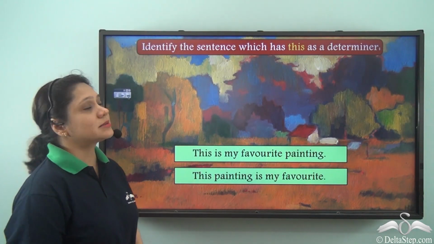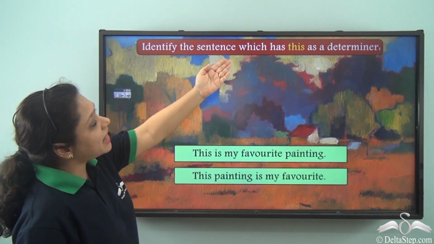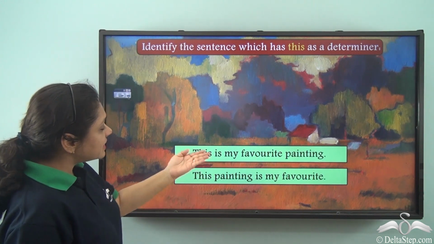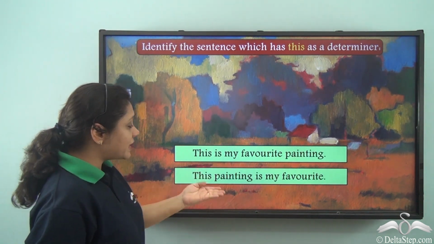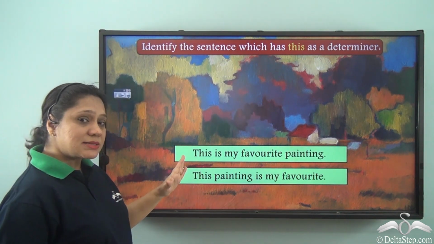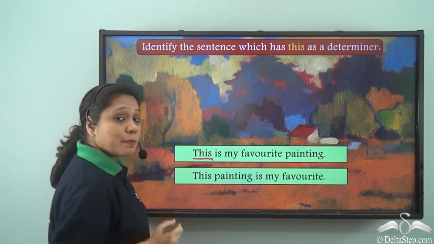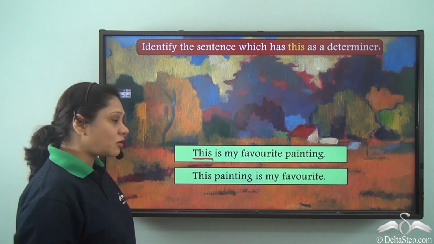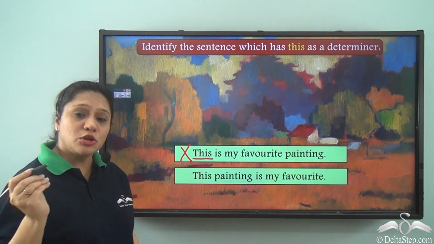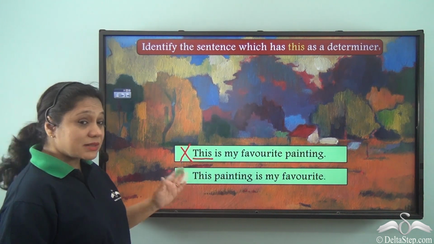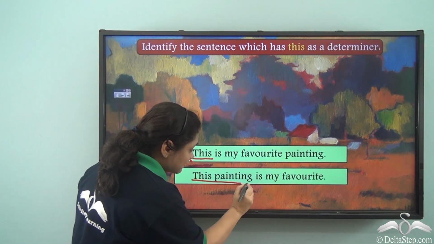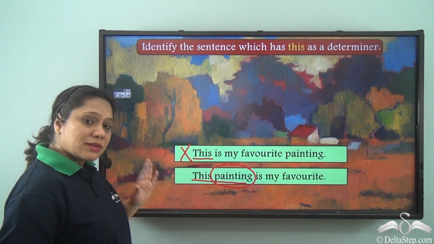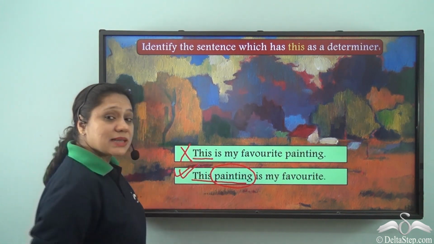Now let us do this exercise. Identify the sentence which has this as a determiner. The sentences given to us are, this is my favorite painting. This painting is my favorite. Now in the first sentence, even though this specifies a particular painting, it has not been placed immediately before a noun. So in this sentence, it has not been used as a determiner. But in the second sentence, we have this painting. So this has been placed just before the noun painting. So this sentence uses this as a determiner.